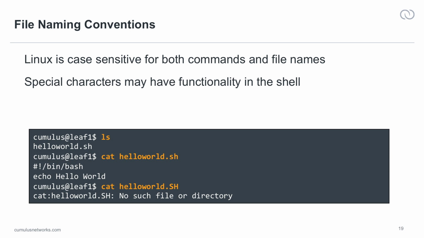Special characters, notably the star and the backslash characters, have special meanings to the shell and should be avoided in file names. We will discuss special characters in more detail later in this module. In general, file names should consist of alphanumeric characters only. If special characters are desired, limit yourself to period, dash, and underbar.